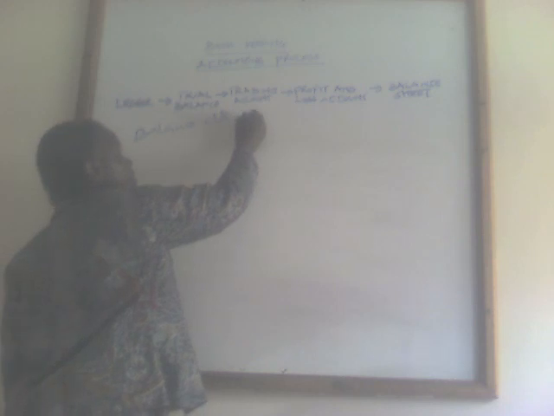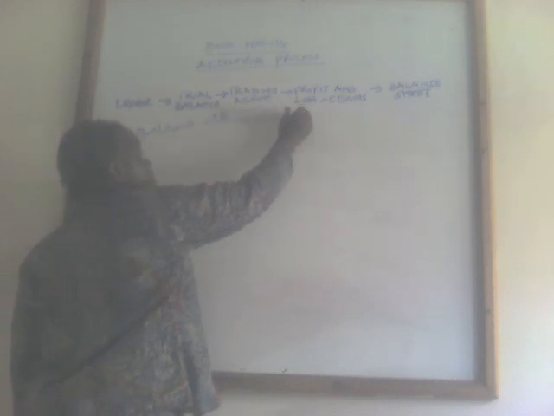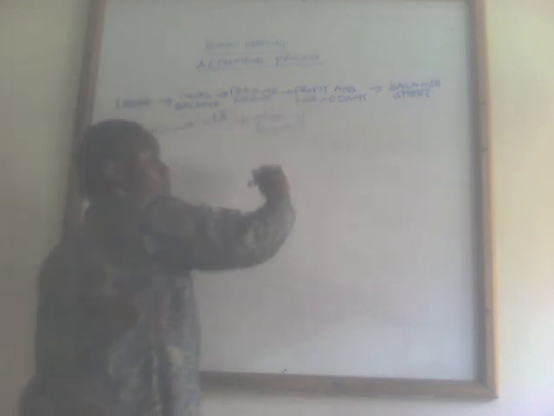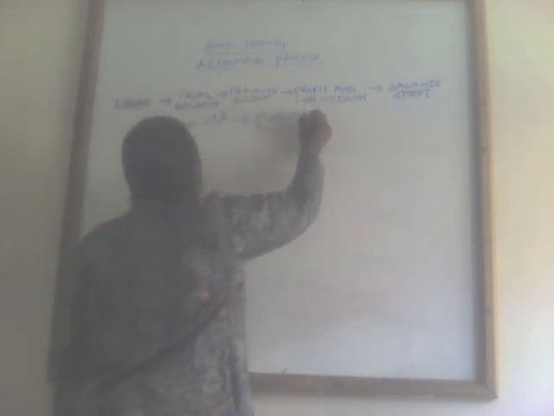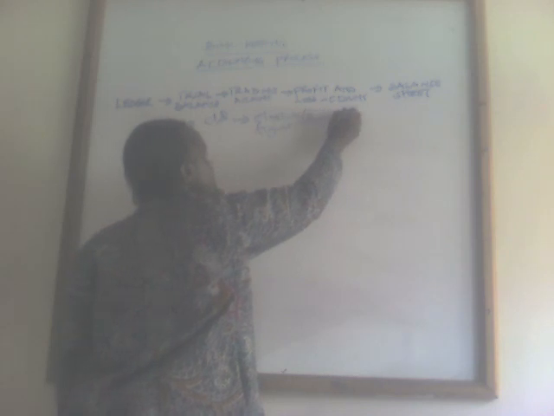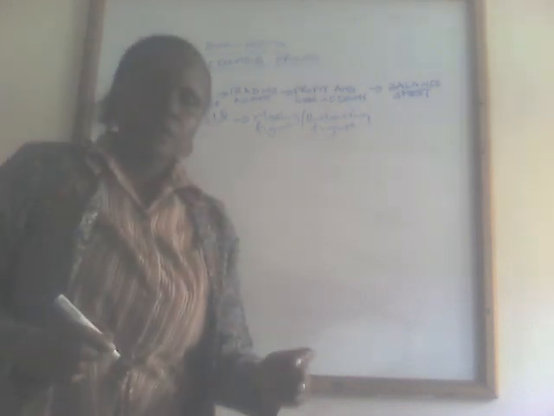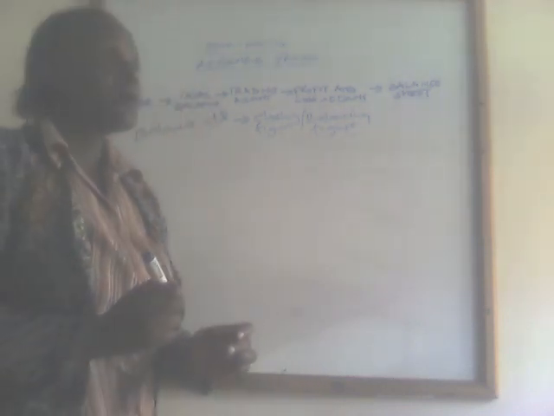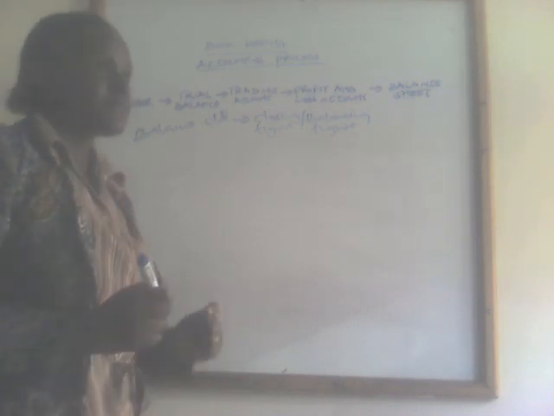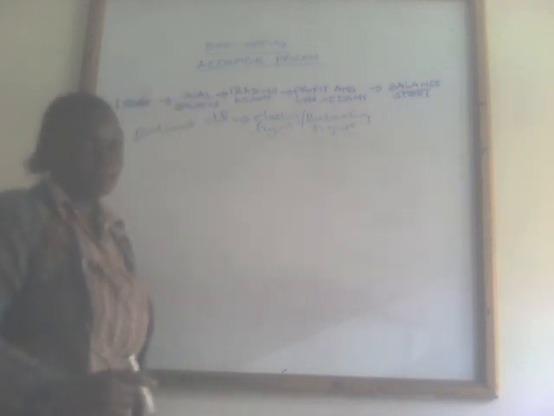This is the closing figure, or the balancing figure. You insert it in the lesser side. Okay, those balances from the ledger, we take them to the trial balance.